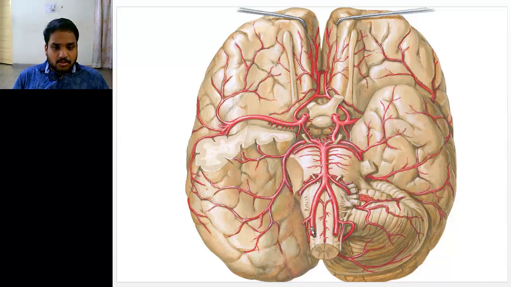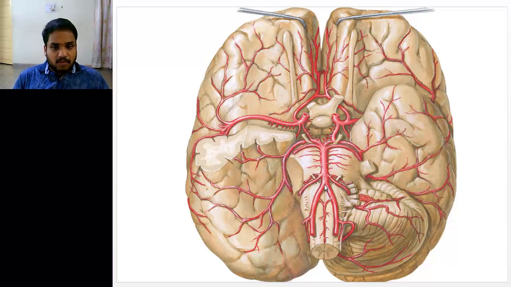So another important branch: the vertebral artery, before they join the basilar artery, gives off a very important branch called the anterior spinal artery that supplies the anterior portion of the spinal cord, right? So that is a very important artery. The anterior spinal artery arises just before the two vertebral arteries form the basilar artery, and it supplies the anterior portion of the spinal cord.